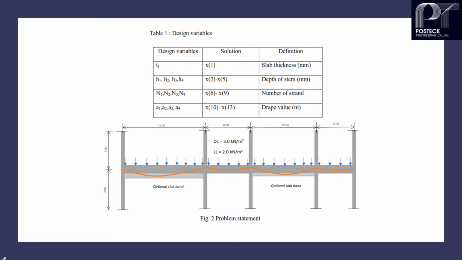In this example, I will show the design of 4-span continuous PT slab. The design objective is to minimize overall construction cost. The design variables are slab thickness, projected depth of slab band or stem, number of strands, and tendon drape. The design dead load is 3 kN per square meter, and live load is 2 kN per square meter. The objective is to minimize cost of the construction.